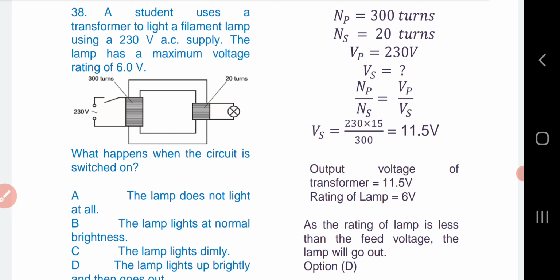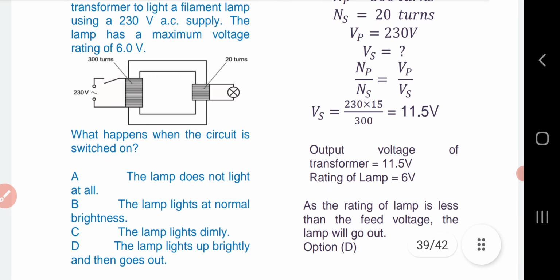So, output voltage of the transformer is 11.5 volt, whereas rating of lamp is 6 volt. Rating of lamp is lower and the available output voltage is higher. In this case, as the rating of lamp is less than the feed voltage, the lamp will go out. Initially, it will light up brightly, and then eventually it will go out. So, option D is the answer.